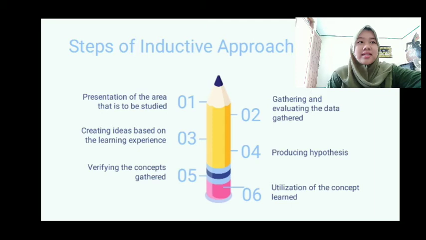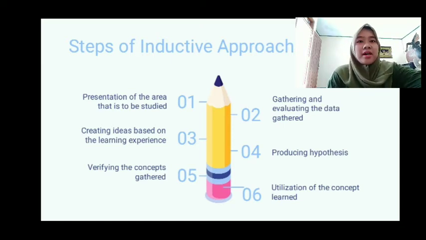And then the second is gathering and evaluating the data gathered. After the observation process, evidence of learning must be collected and scrutinized for its relevance. So the teacher must be able to provide examples of material clearly and that are still relevant so that students can understand more about the material.